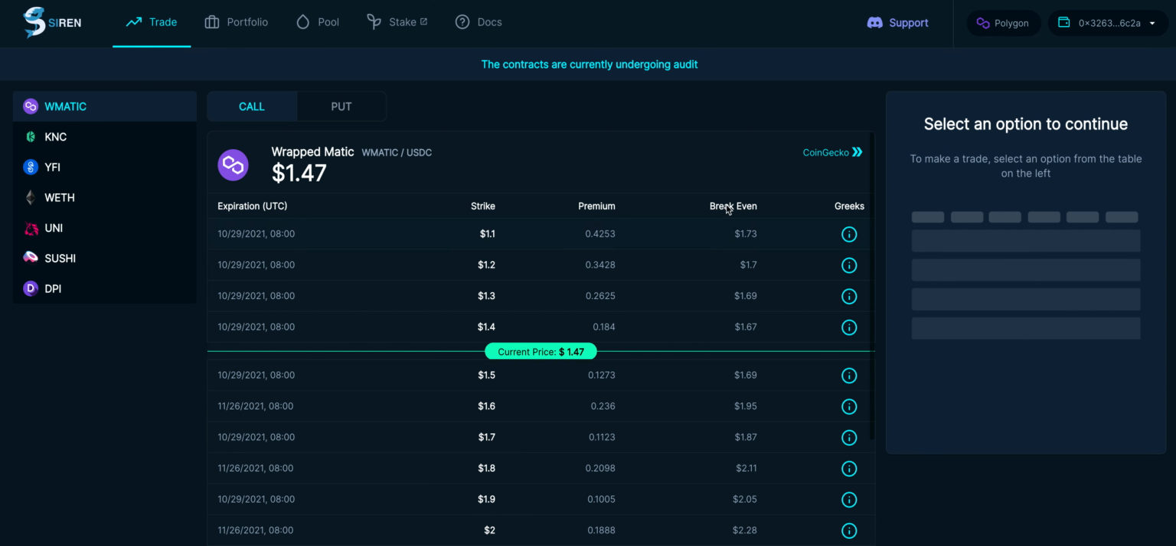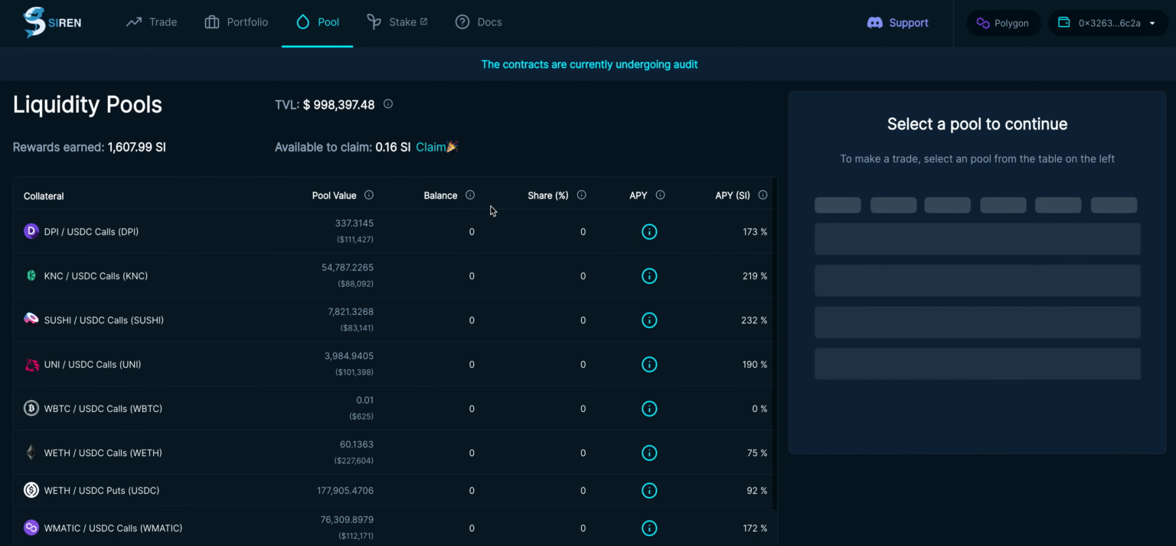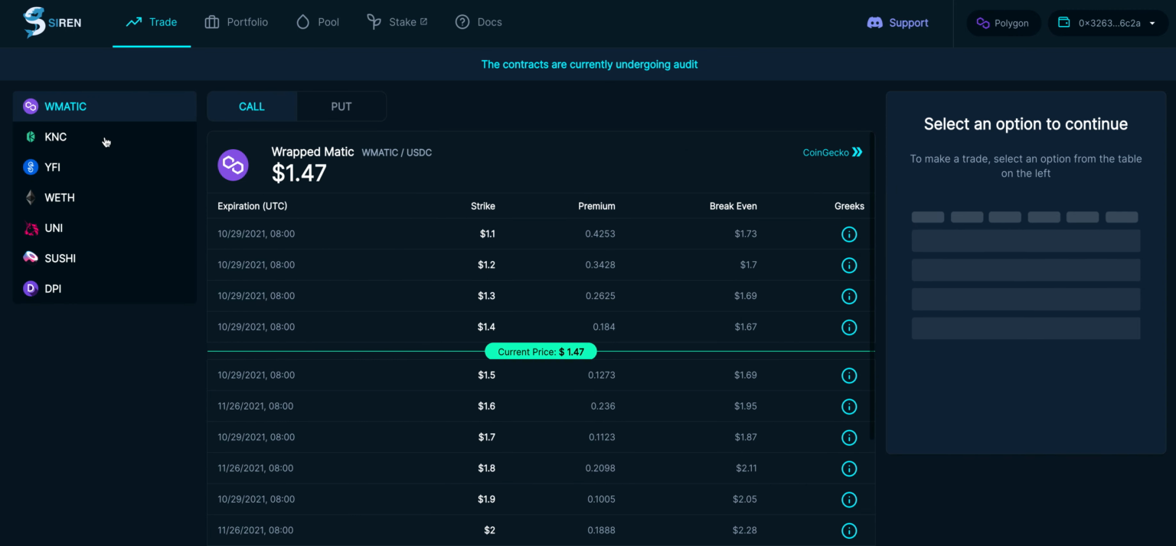So jumping back to Siren, there's a few things to point out here. First is we have our trade tab. And so remember, you will be buying options against a pool, and option sellers basically sell options by pooling collateral. So if you want to buy an option, we have all these assets that you can buy options from.